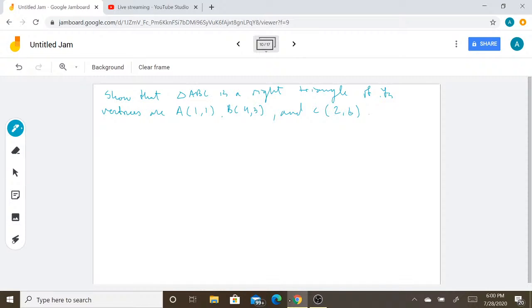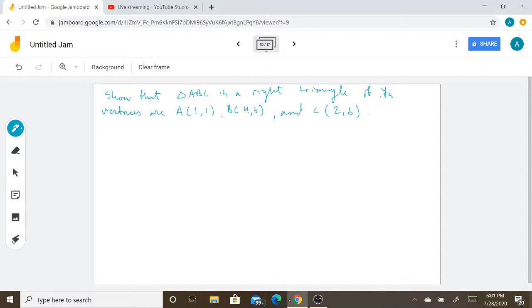It asks us to show that triangle ABC is a right triangle, and it tells us the vertices. It says that A is at (1, 1), B is at (4, 3), and C is at (2, 6). So how should we go about this problem? It asks to show that ABC is a right triangle, and what we just learned was a theorem on perpendicular lines. And perpendicular lines create right angles. So we're trying to find perpendicular lines in this triangle.